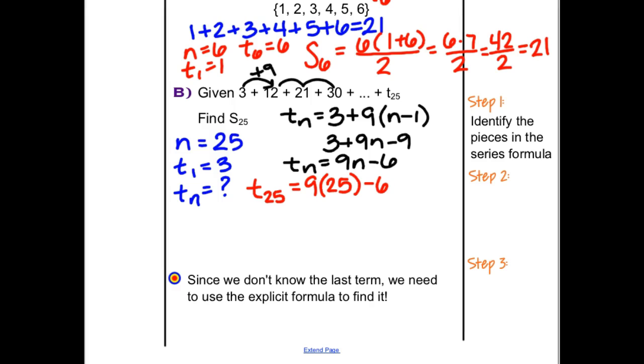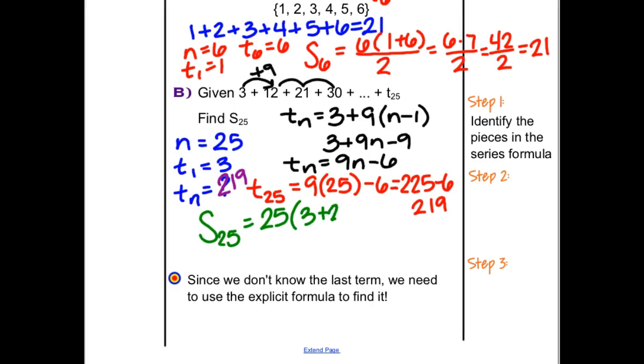So if I take 9 times 25, that's 225. Minus 6 is 219. So now that I have that, now I know that this is 219. So now I can use my summation formula. So I take the sum of the first 25 terms. So n is 25. Term 1 is 3.